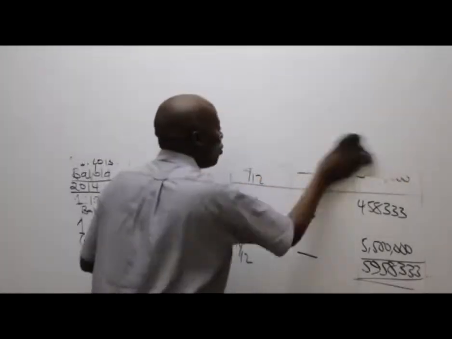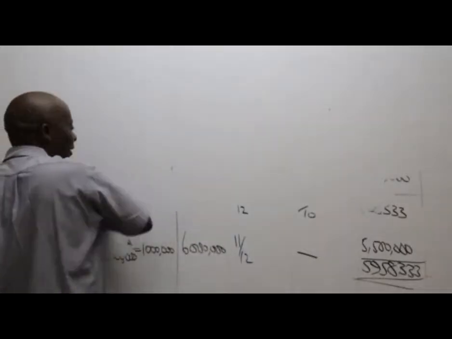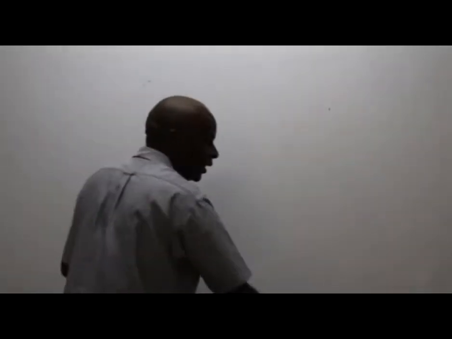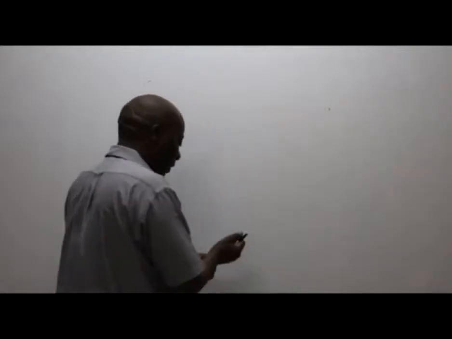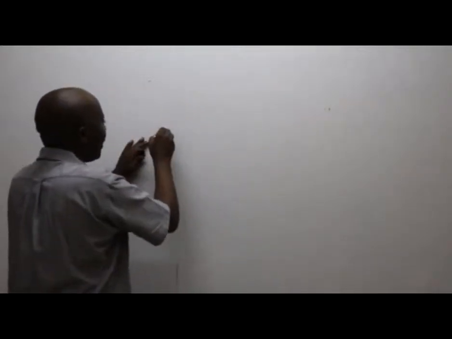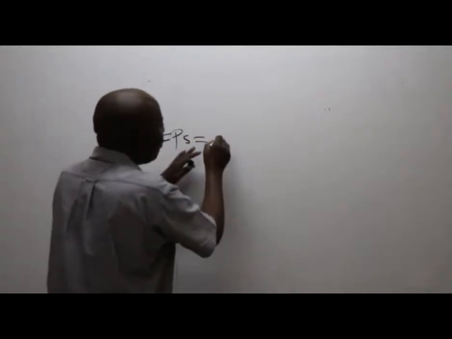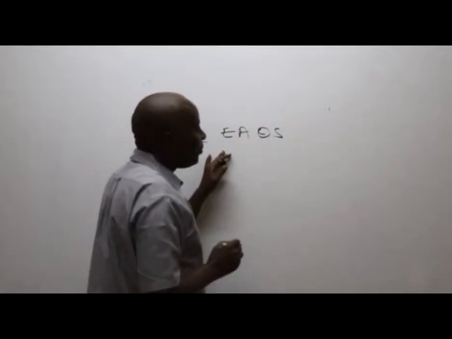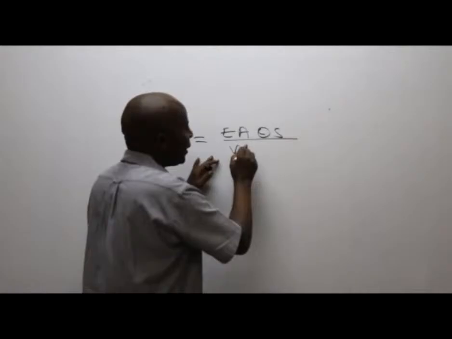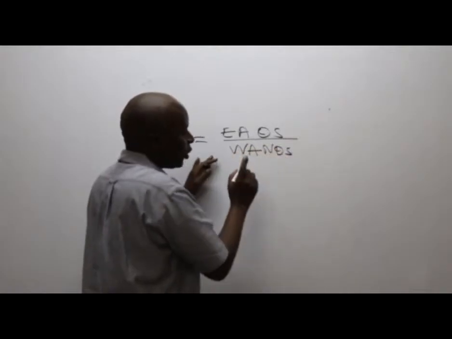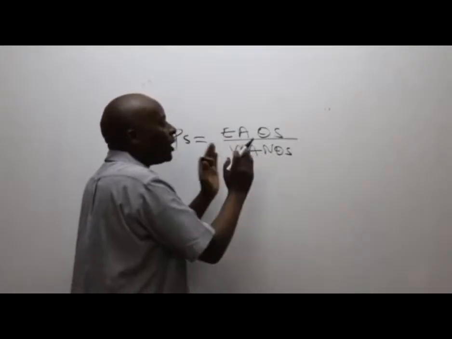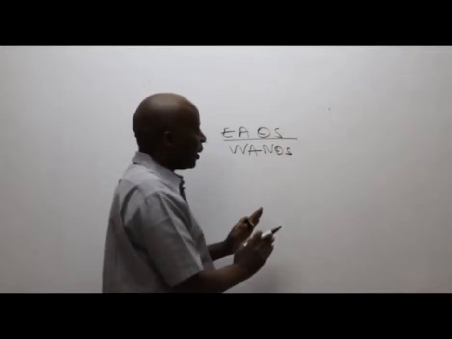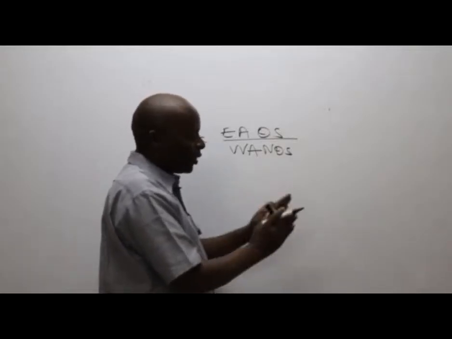Now, what I would want you to do is to remember the formula of getting our EPS, the basic earnings per share. So remember, for us to get earnings per share, we shall take the earnings attributable to ordinary shareholders all over the weighted average number of ordinary shares.